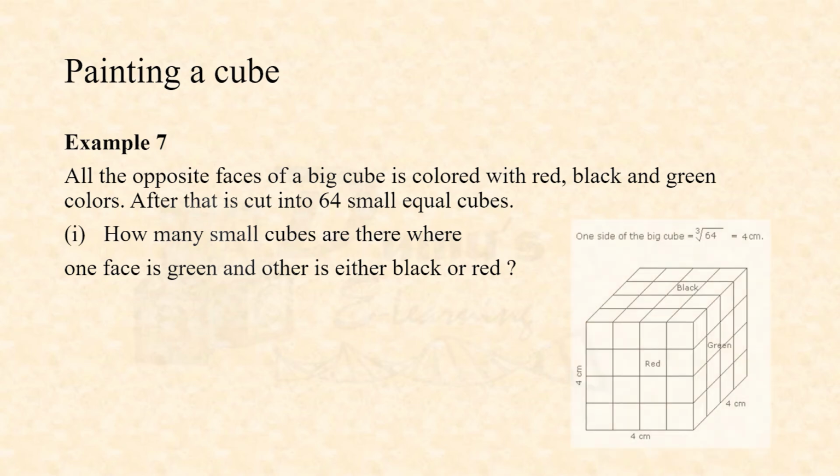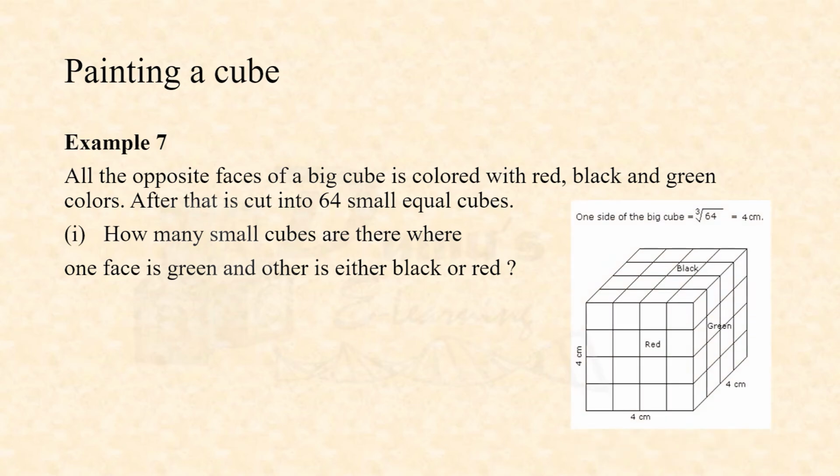So we'll imagine the cube like this. If this side is green, opposite to that, this side will also be green. Now we need 2-side painted cubes, so that means we are looking for the answers in the edges. One side green, one side black means we got 2 here, 2 here, so total 4.